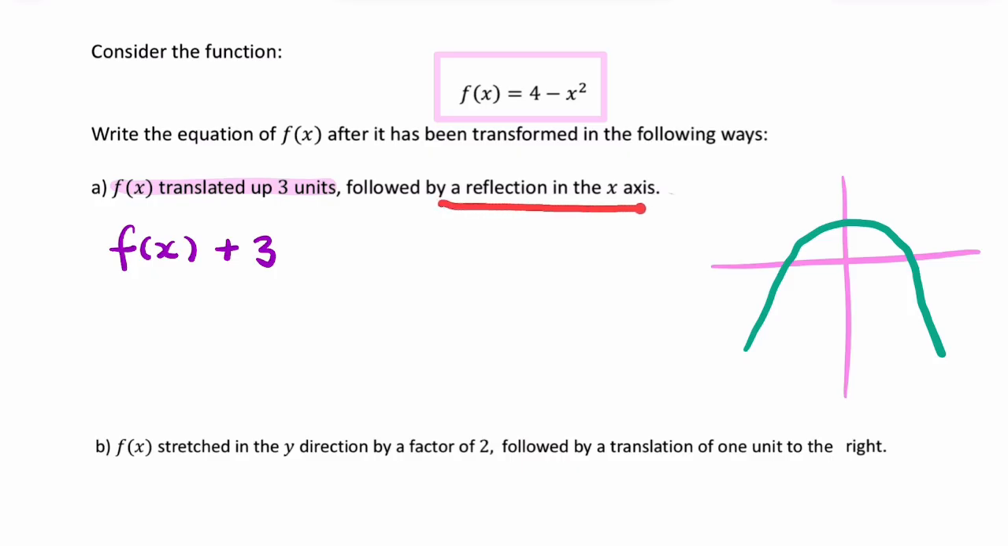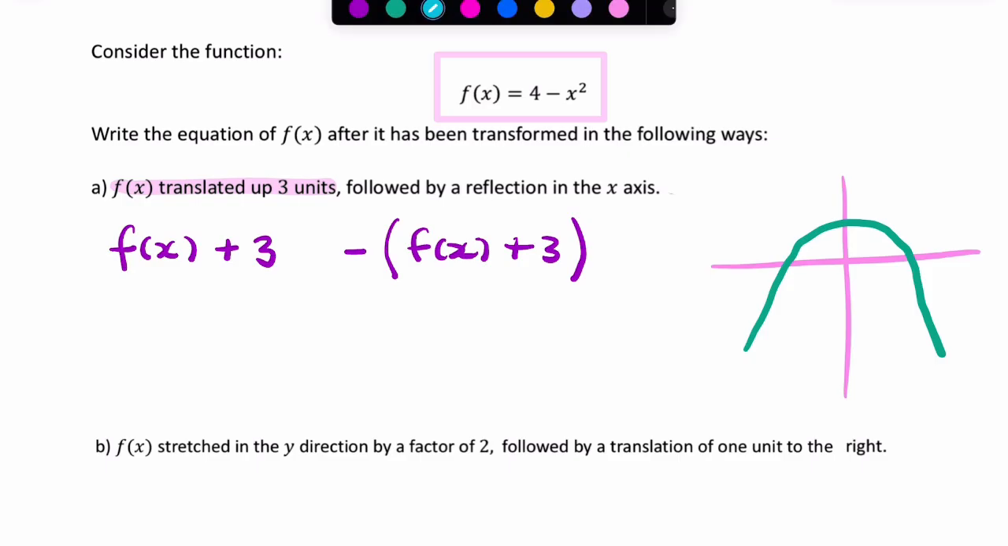We then want to reflect this on the x-axis. So this is the x-axis, it's the horizontal axis. So reflecting on the x-axis means turning the graph upside down. So the positive would become negative and the negative would become positive. And we do that by simply inverting it with a negative sign. So it's negative of f of x plus 3. So that's our second transformation.